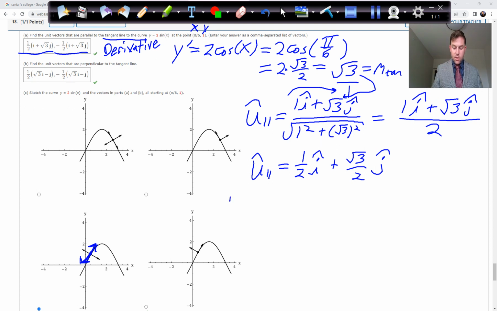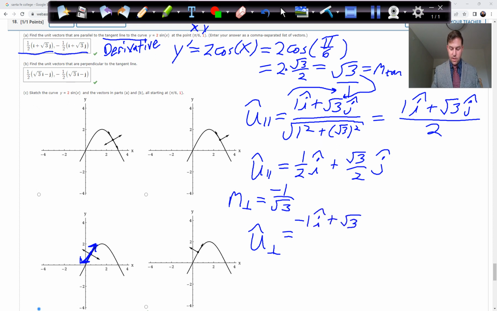Okay, so now the slope of a perpendicular line is always the reciprocal of the other slope, and it's always the opposite sign. So now for the perpendicular one, we're going to get the vector that's perpendicular is now we swapped. The y value is 1, and it's minus, so we're going to get minus 1 in the i plus root 3 in the j.